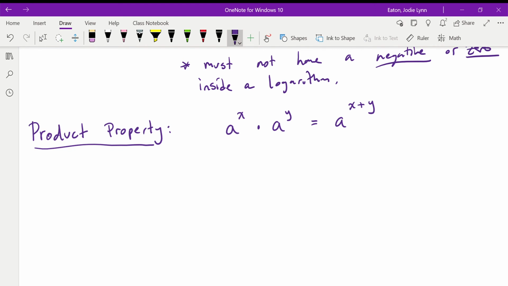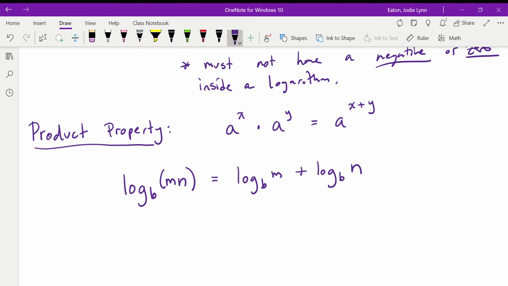So when we multiply exponents, it's like adding the exponents. So when we take the log of a product, log base b of m times n is equal to log base b of m plus log base b of n.